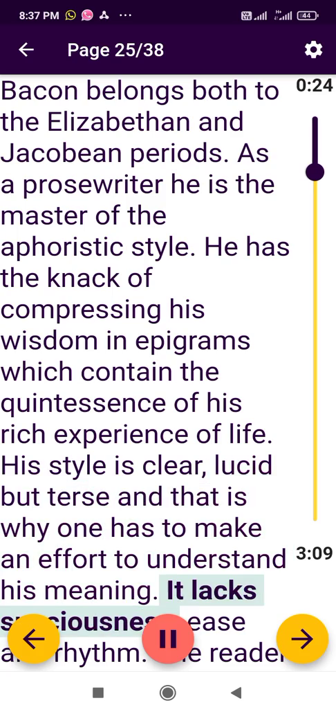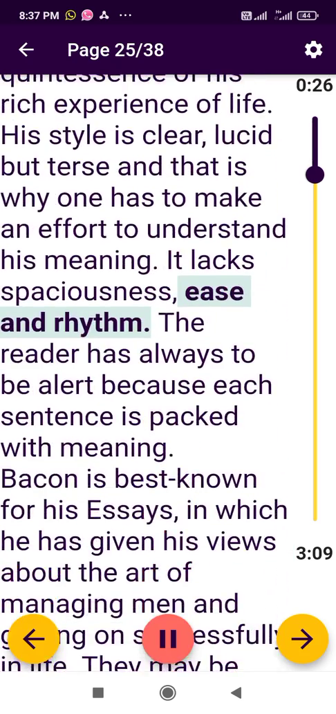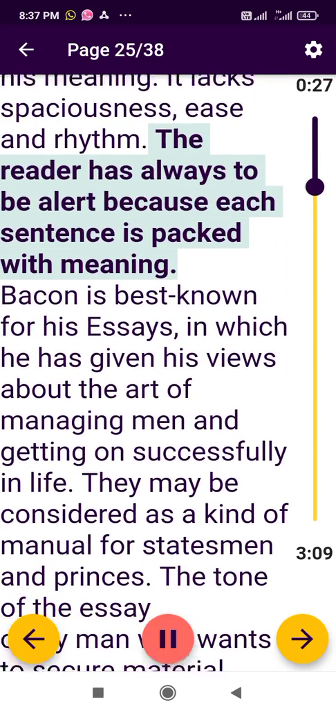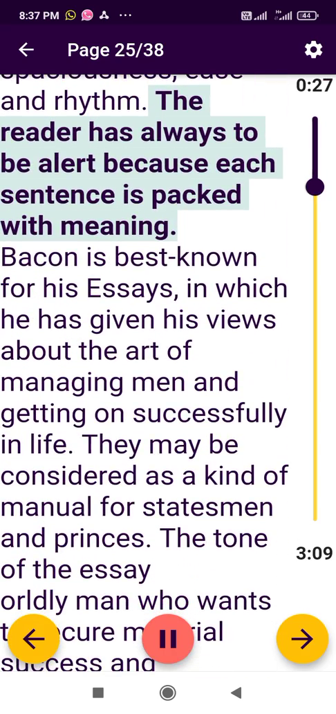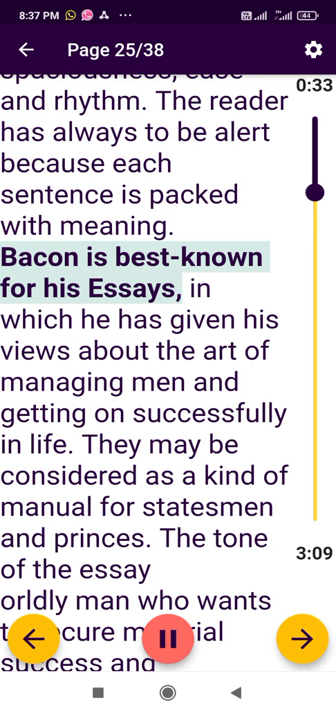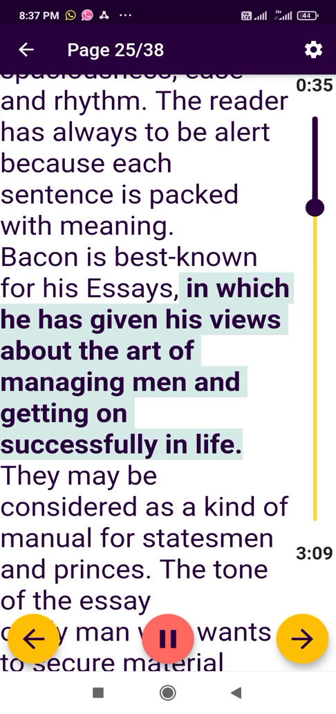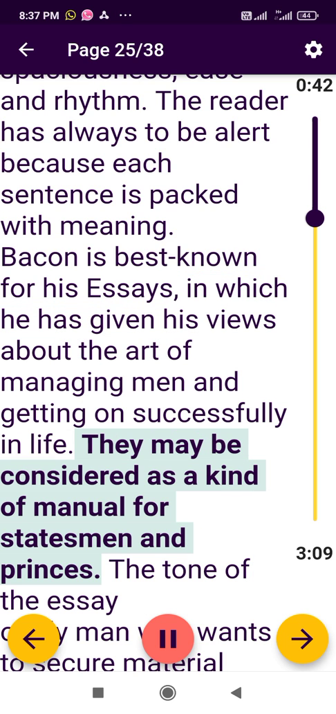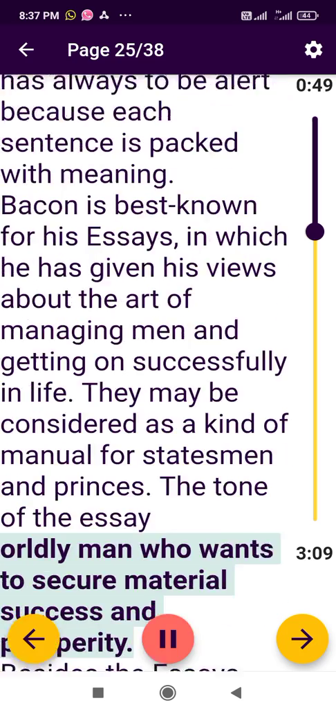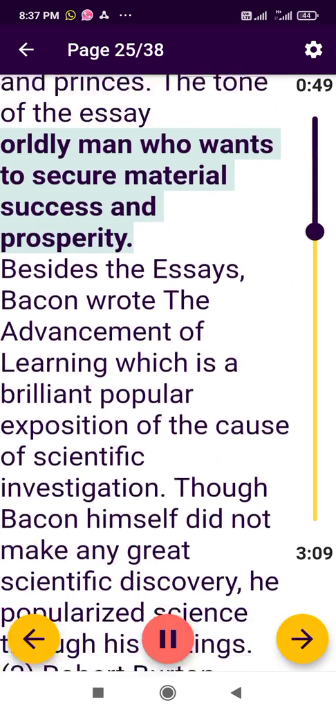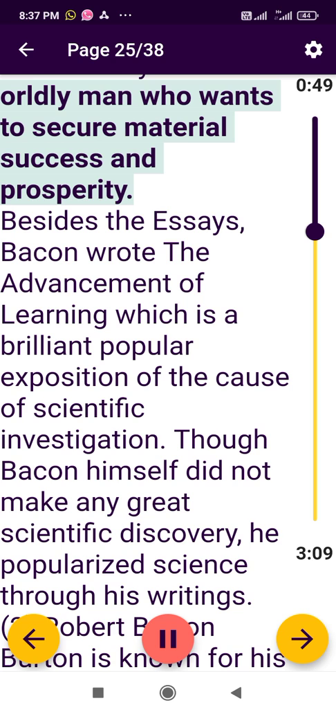It lacks spaciousness, ease and rhythm. The reader has always to be alert, because each sentence is packed with meaning. Bacon is best known for his essays, in which he has given his views about the art of managing men, and getting on successfully in life. They may be considered as a kind of manual for statesmen and princes. The tone of the essays is that of a worldly man, who wants to secure material success and prosperity.